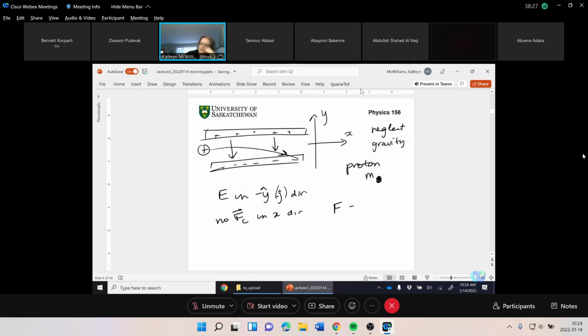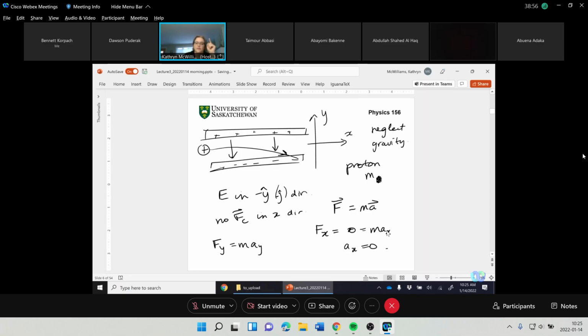The force is equal to mass times acceleration. The force in the x direction is 0, and it's m a_x, so a_x equals 0. So we have constant speed in the x direction. Hopefully that's familiar to you. In the y direction, we have a force, so we have an acceleration in the y direction.